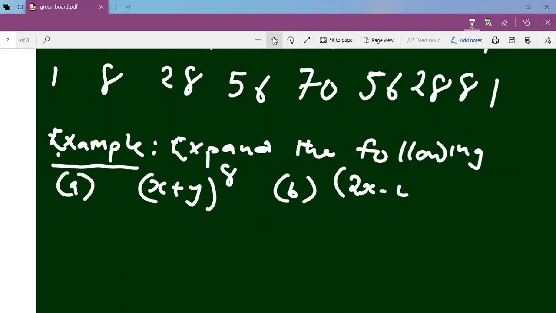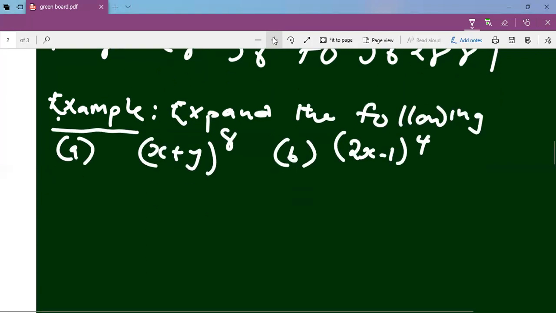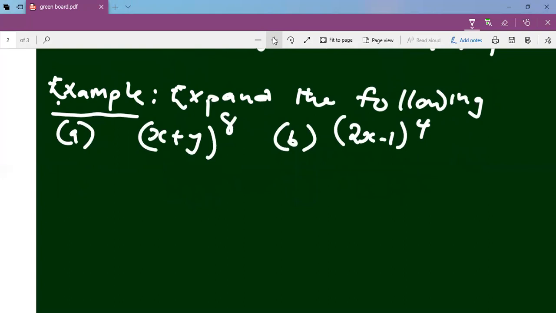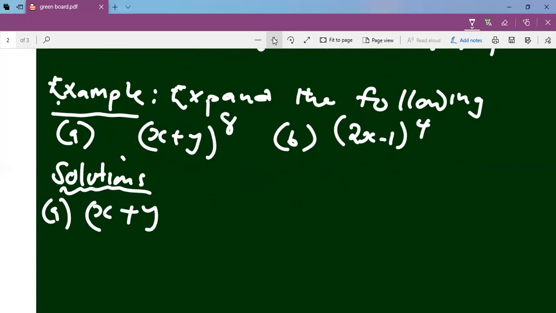Okay, here there is a minus 1. So minus 1 to the power 4. Okay, so what we are saying is, okay, let's write our answers here. All right. So for x plus y to the power 8, how can we work out this one? So we must identify, using our Pascal's triangle, we must identify the coefficients that we need to use.